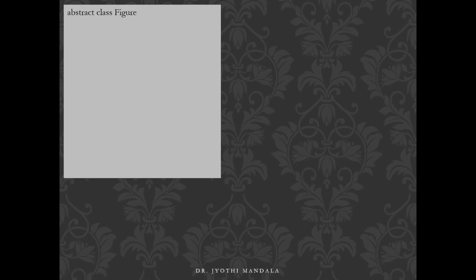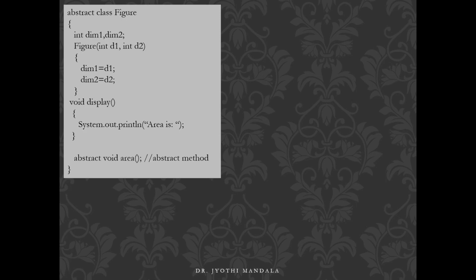I am taking a class called figure, which is an abstract class. That's why I wrote the keyword abstract. In this I am taking two variables, dim1 and dim2, and I am writing the constructor. I told you an abstract class can have a constructor. So here the constructor initializes the two instance variables dim1 and dim2, and then I have a method for which a definition is given, and I have an abstract method for which a definition is not given.